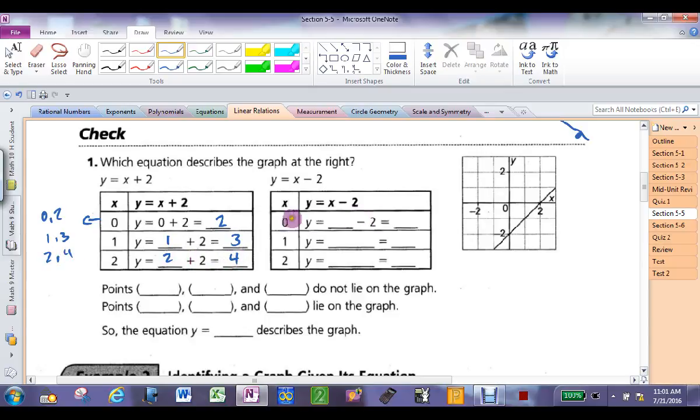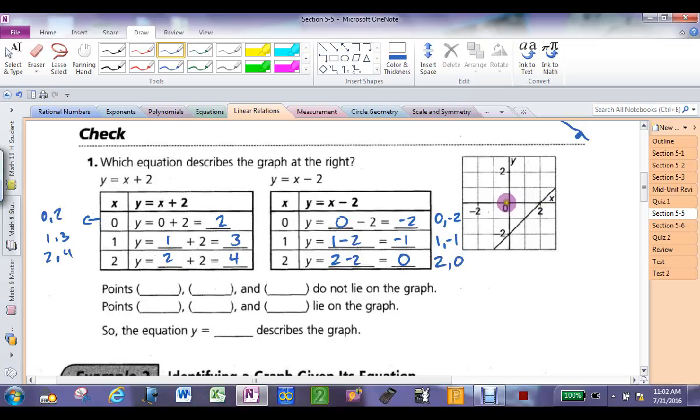What's this one? 0 minus 2. What's this one? Negative 2. So what's the point? 0, negative 2. What's this one? 1 minus 2, which is? Negative 1. So what's the point? 1, negative 1. And what's this one? 2 minus 2, which is? 0. So what's the point? 2, 0. Now, I take all these points and I check with my line.